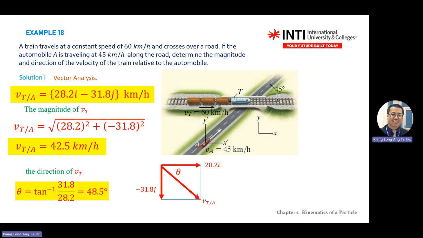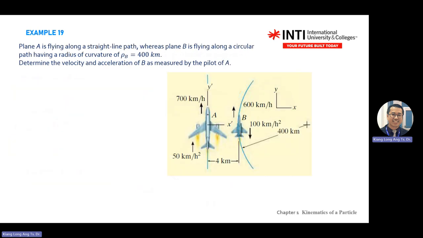Okay, so far makes sense, everyone's makes sense, okay. Now, the last example for this chapter one, we have two objects, two planes, one moving in a straight line, 70 kilometer per hour, and accelerating at 50 kilometer per hour square, while another fighter jet is moving in a circular motion. You see circular, you know, you need to put in normal and tangent axis already, although there is X and Y there.